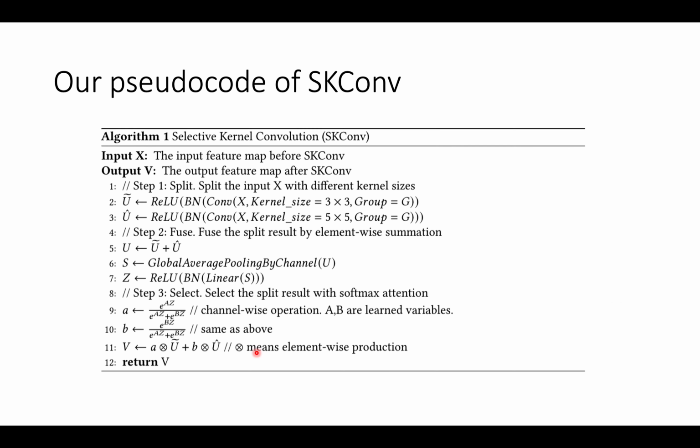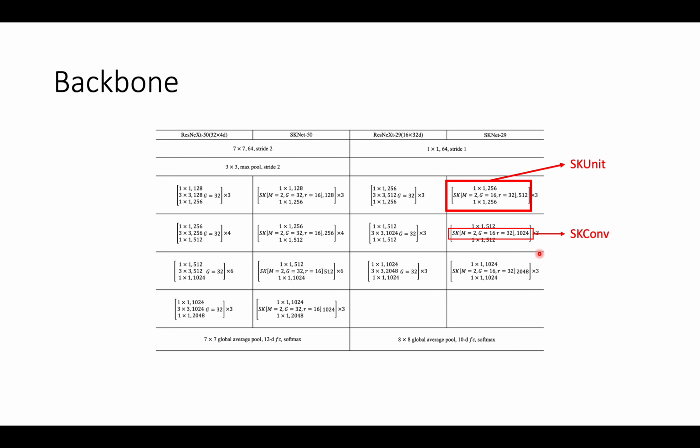The pseudocode of skconv is consistent with the previous diagram, and the backbone of the whole SKNet is here. Each SKUnit contains 3 convolutional layers, and the middle layer is our skconv. Our third section is experiments and analysis.